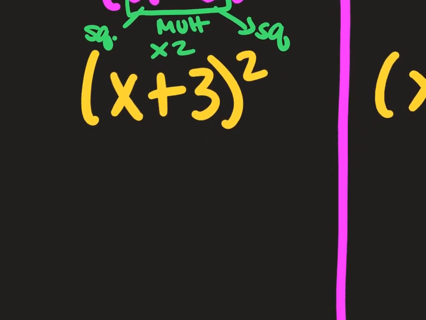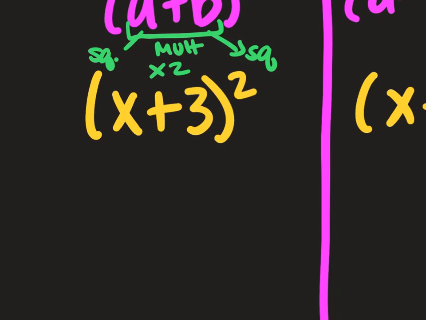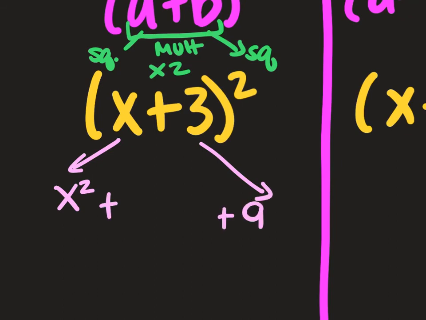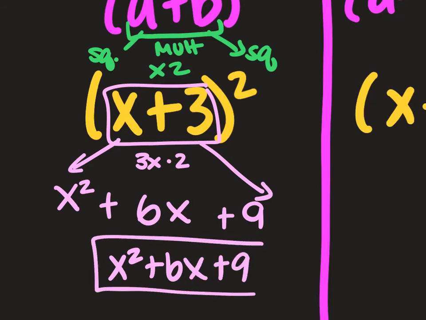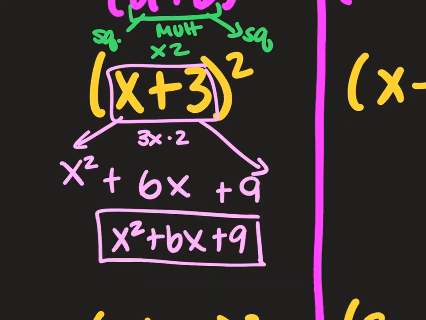All right, so what does that really mean? Let's take a look. So for x plus 3 squared, we're going to square the first term. We're going to square our last term. And then we're going to multiply the two things in the middle, which give us 3x, and times that by 2, giving us 6x. So your final answer is x squared plus 6x plus 9. Like, they're so easy. You just do that every time and it works.